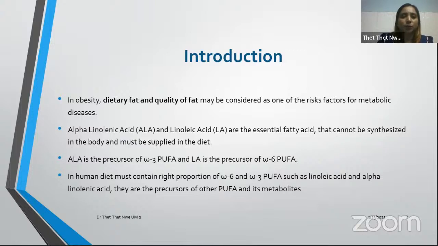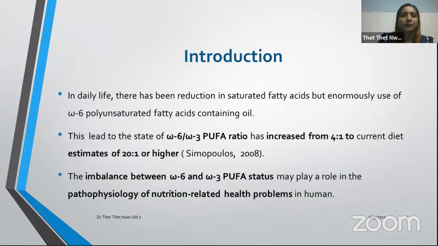ALA is the precursor of omega-3 PUFA and LA is the precursor of omega-6 PUFA. The human diet must contain the right proportions of omega-6 and omega-3 PUFA, such as linoleic and alpha-linolenic acid, because they are the precursors of all other PUFAs and their metabolites. In our daily life, there has been a reduction in saturated fatty acid, but enormous use of omega-6 polyunsaturated fatty acid containing oils. This leads to the omega-6 to omega-3 PUFA ratio increasing from 4:1 to the current diet estimate of 20:1 or higher.